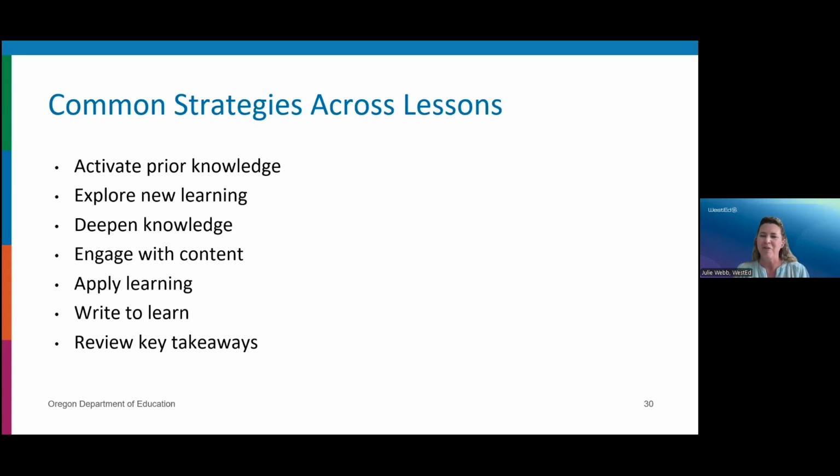So you'll see how those change if you compare across those grades. But the lessons commonly contain some of these instructional strategies for students. We want to make sure we're activating prior knowledge so we understand what our students know and how we can build on that. Help them explore some new learning opportunities, as well as deepen knowledge that they may have, as well as engage with content and especially some of that new content. So marrying what they know and what they can learn next.